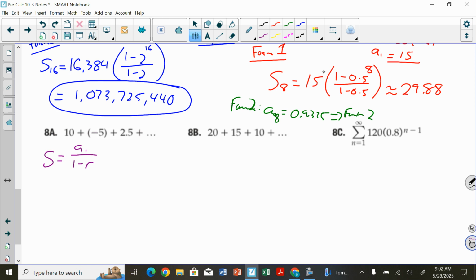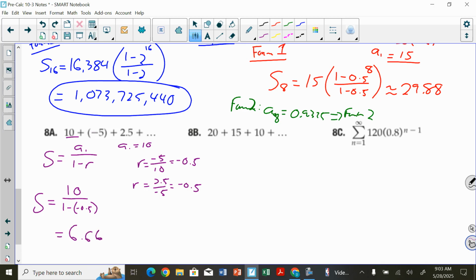So I need an a sub 1 and I need an r. Well, I've got a sub 1 is 10. My r value I can find, right? Pretty simple. I just divide -5 by 10. And I should also go 2.5 divided by -5 to make sure they're the same. And I get -0.5 for both of those. So I know that's my r value. So I can plug that in. So I think S here, the sum of this would be 10 is my a sub 1 over 1 minus a -0.5. If you do that math, you're going to get like 6.66 repeating here.